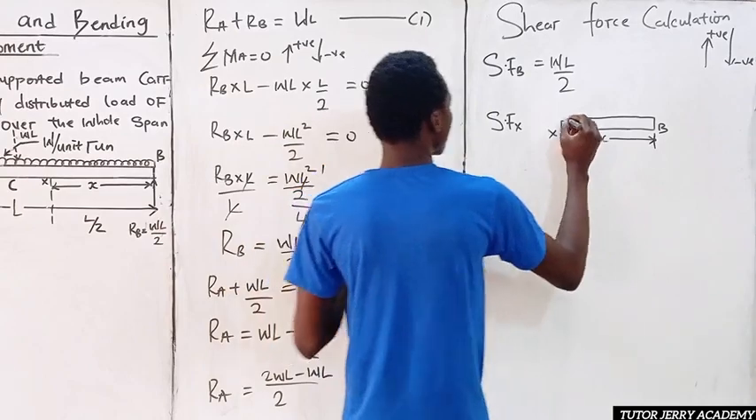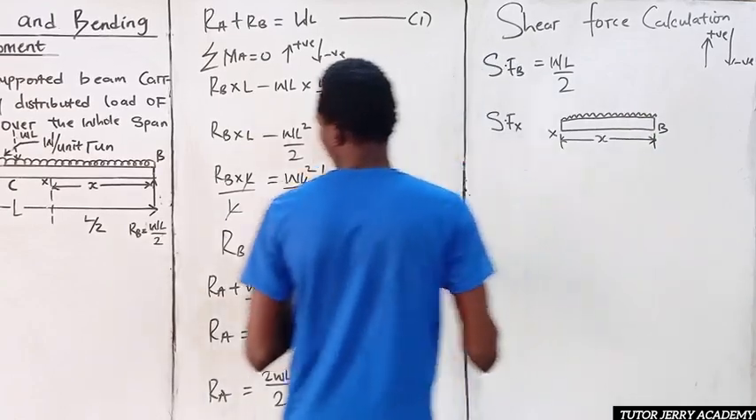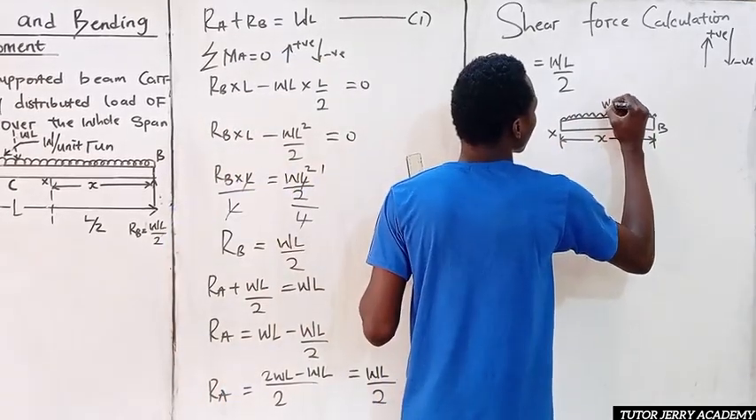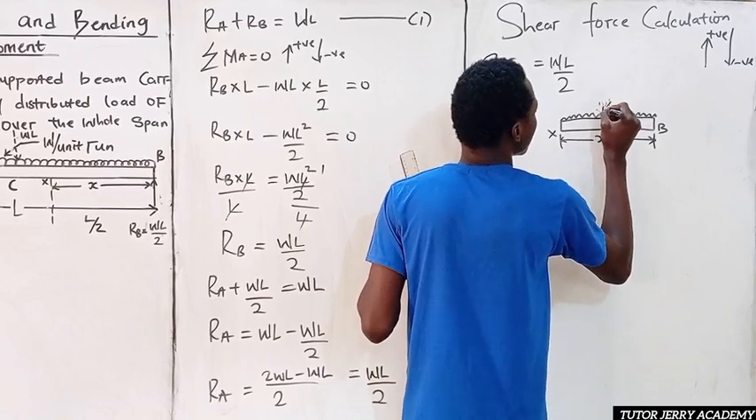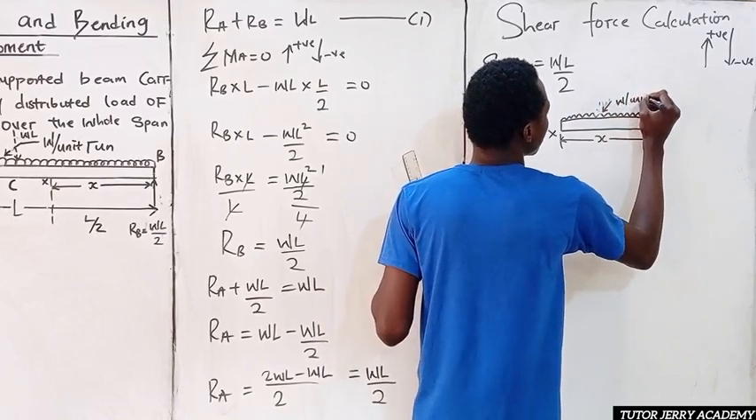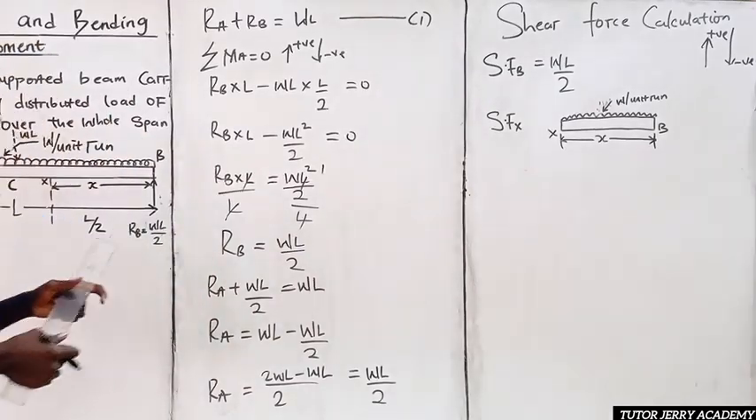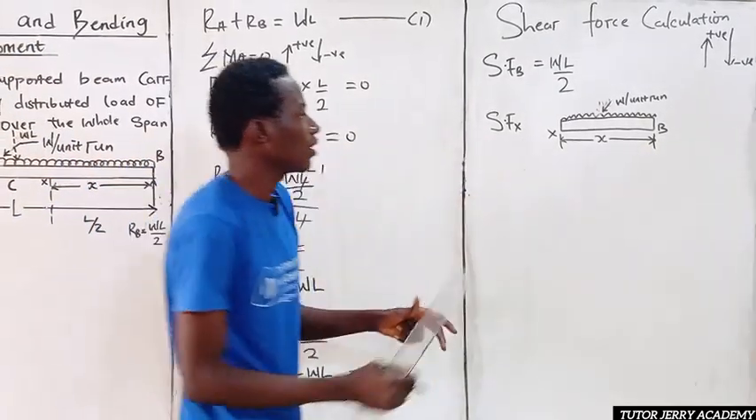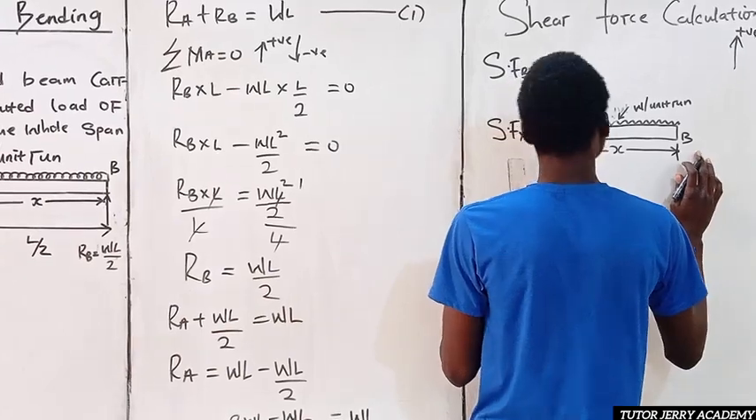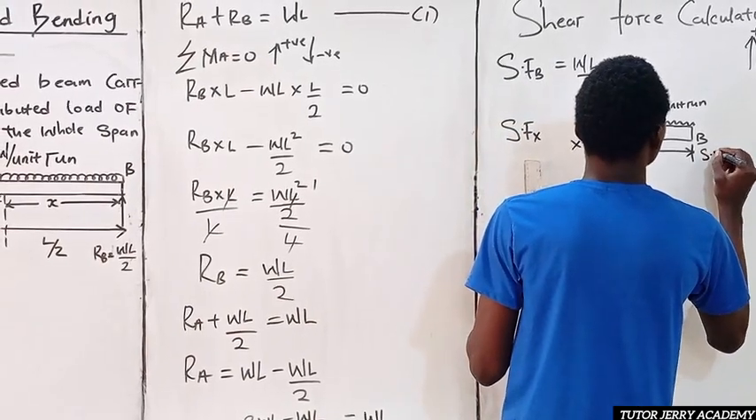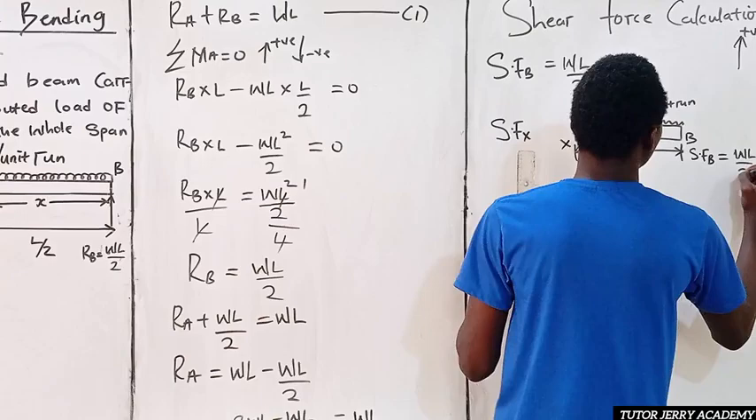This is what we have. So we have a uniform distributed load all over the span of the beam, which is W. We have a uniformly distributed load. This is W per unit run. So this is what we have. So now we want to calculate the shear force at X. Now don't forget, we know that the shear force at B here is nothing but S.F at B is equals to WL all over 2.